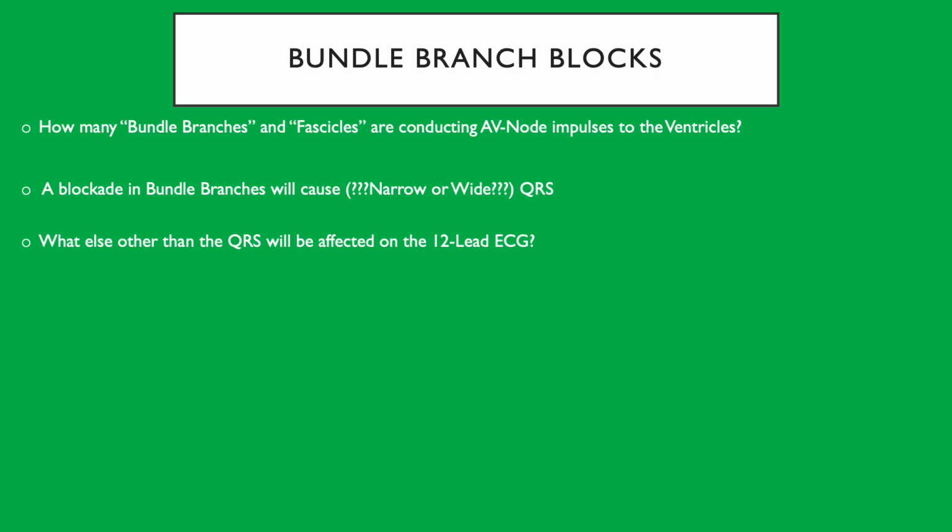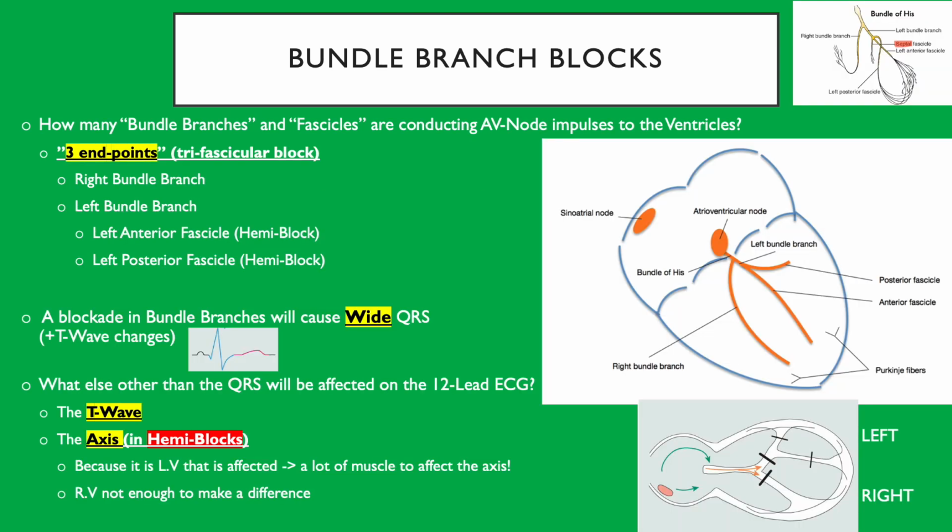So bundle branch blocks. How many bundles we have and how many fascicles we have? Like the anatomy of the bundle of His. Two bundles, left and right, and then the left one divides into two fascicles. Yeah, good. So bundle branch blocks, you know bundle branch blocks? We've already said it. You have right and left. The left one has anterior, posterior fascicle, and also septal.